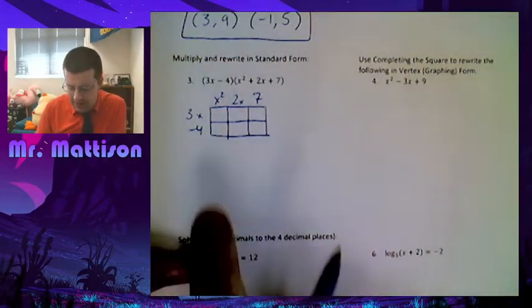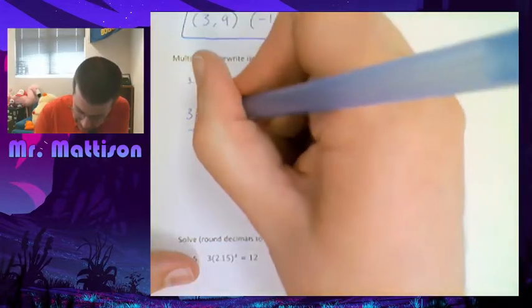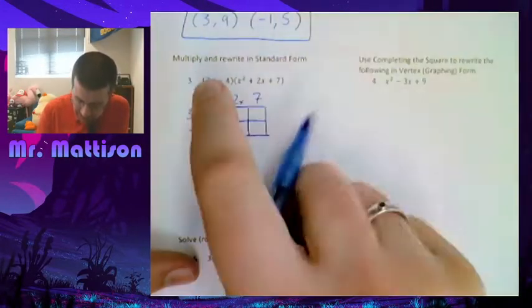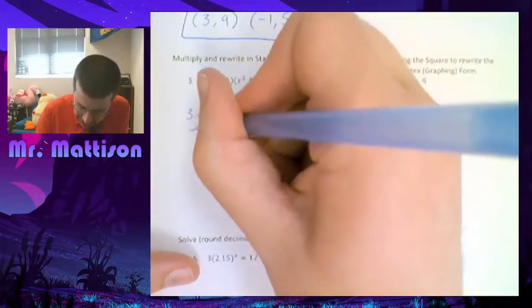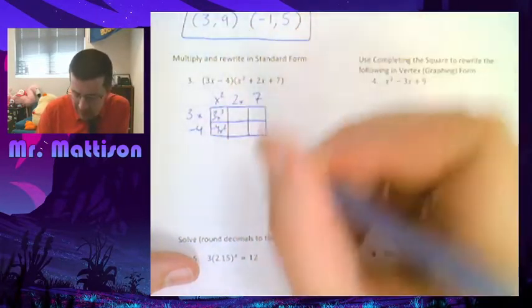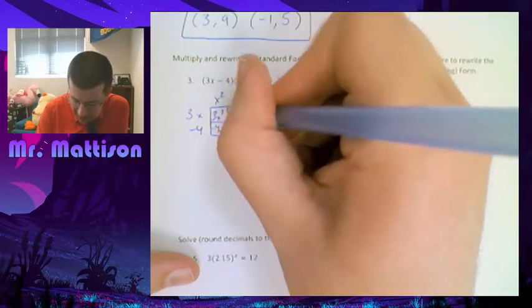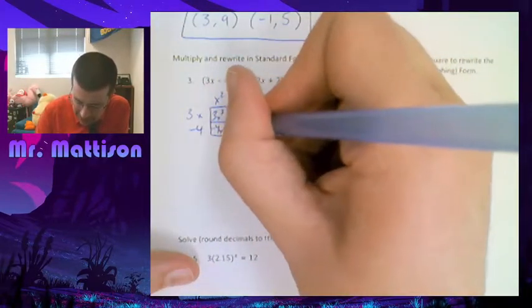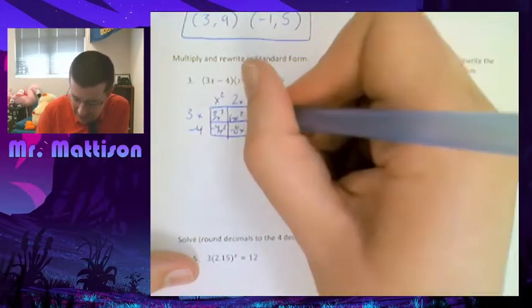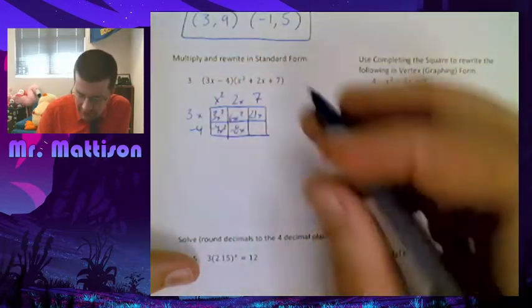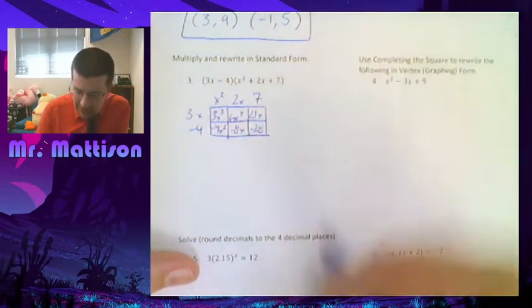So to multiply all these, 3x and x squared is going to be 3x cubed. X squared and negative 4 is a negative 4x squared. 3x and 2x is 6x squared. 2x and negative 4x is negative 8x. 3x and 7 is 21x, and 7 and negative 4 is going to be negative 28.